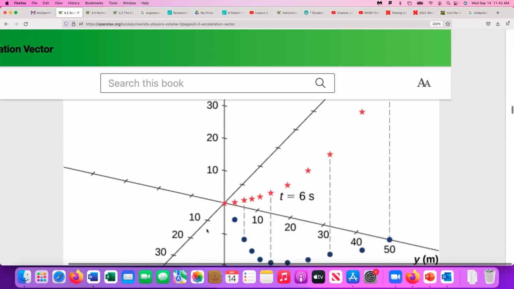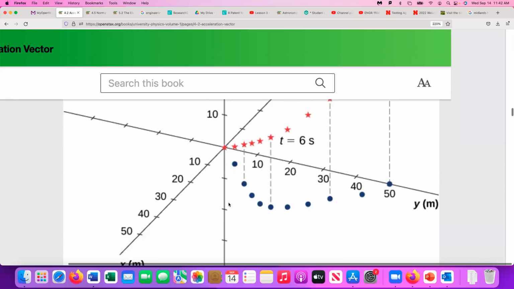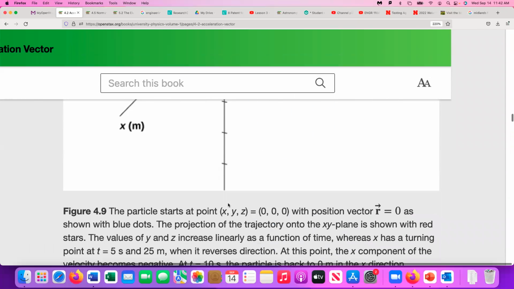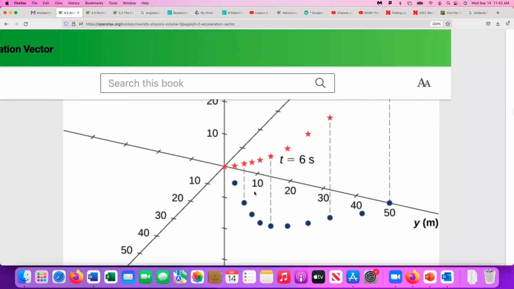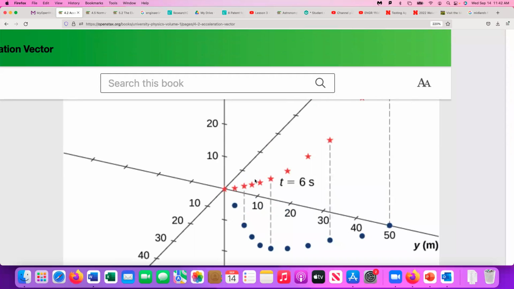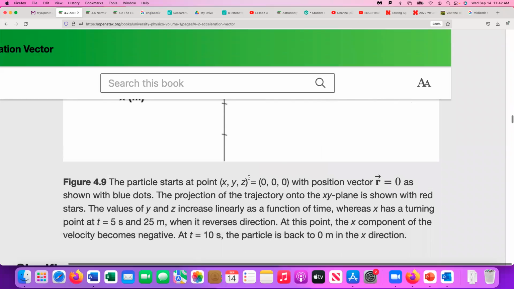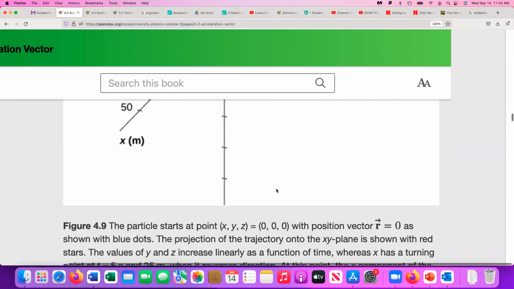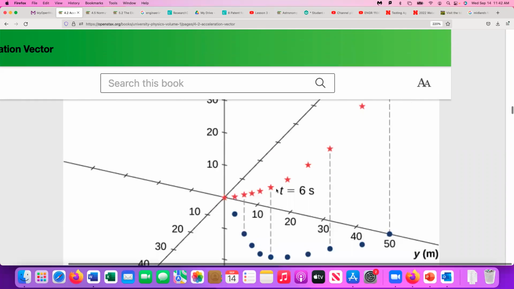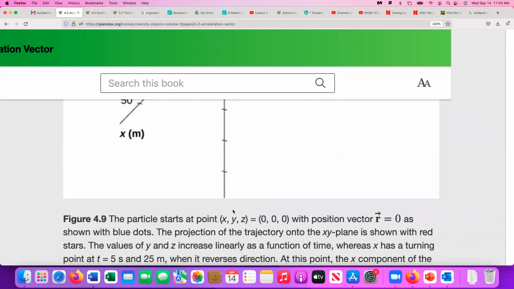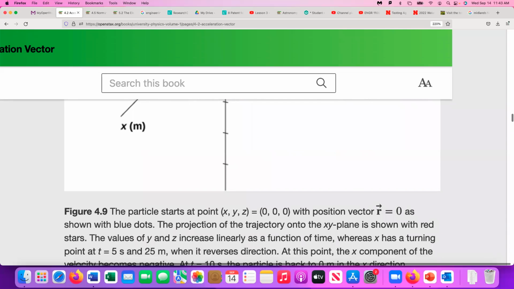Yeah, so the position is actually the blue. No. Which one is which? Does it have a thing here that tells us? Starts at 000. Yeah, so this is three-dimensional, so it's hard to see what is what here. Okay, so the projection of the trajectory. The position is the blue dots, apparently. Let's see, what does it say? The particle starts with position vector r0 as shown with blue dots.